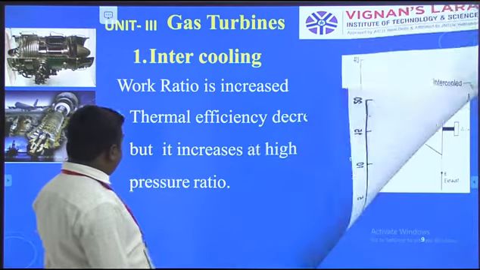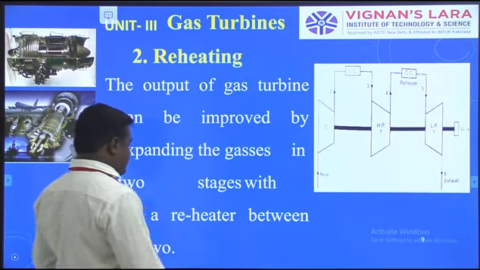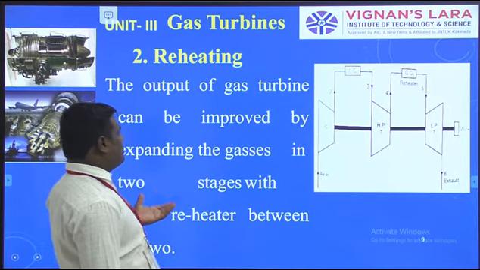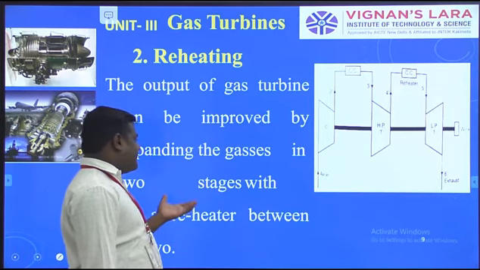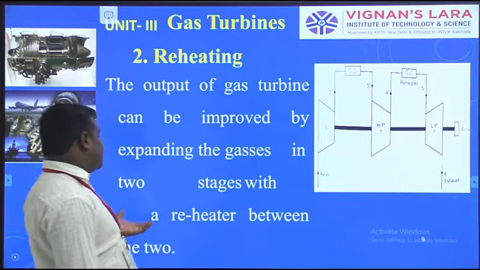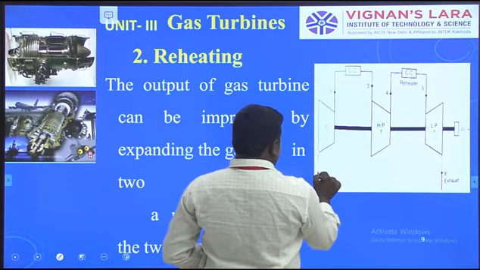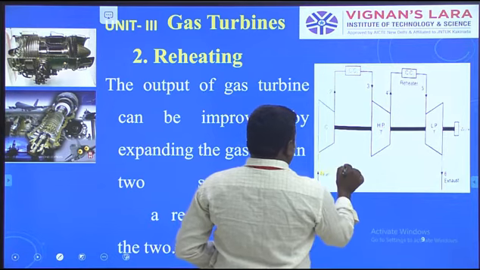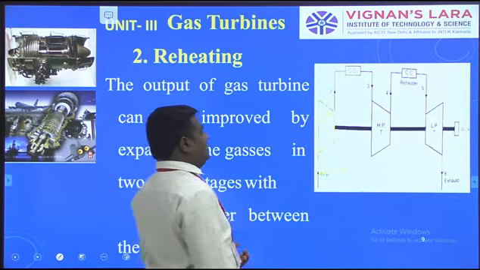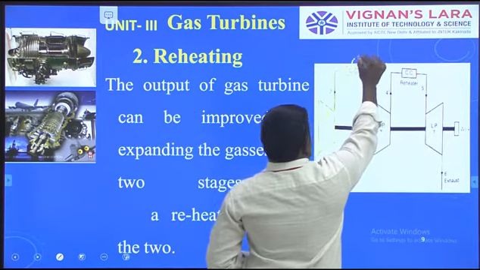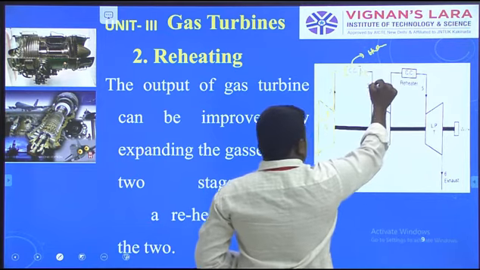Okay, then the second point is reheating. In reheating, the output of the gas turbine can be improved by expanding the gases in two stages with a reheater between the two. Here, this is the air into the system. This is the LP compressor, and it will go into the combustion chamber, where heat will be produced, and then it will go into the HP turbine.